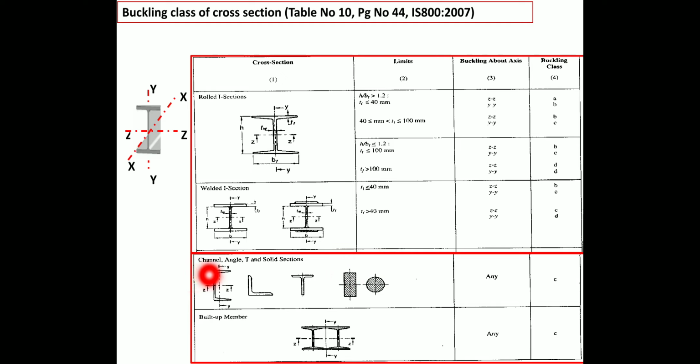Here the most important thing to remember: if our design or numerical is based on a channel section, angle section, either single or double angle section, T section or solid section, whatever the axis about which buckling may take place, either Z axis or Y axis, we always take the buckling class as only C. So forget about the A, B and D classes, we only choose the C class, and the same thing is applicable to built up members.